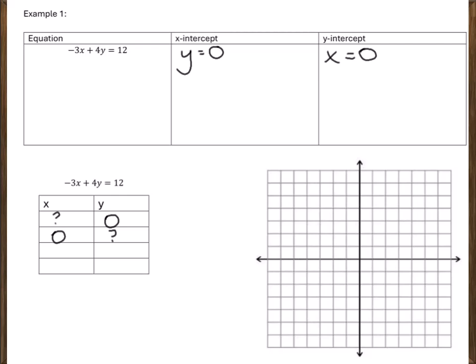This time, I'm telling you what 2 points you have to use. You have to use the x and y intercept. So these are the 2 points that we're going to use to generate our graph. Let's go ahead and get started finding the x-intercept.